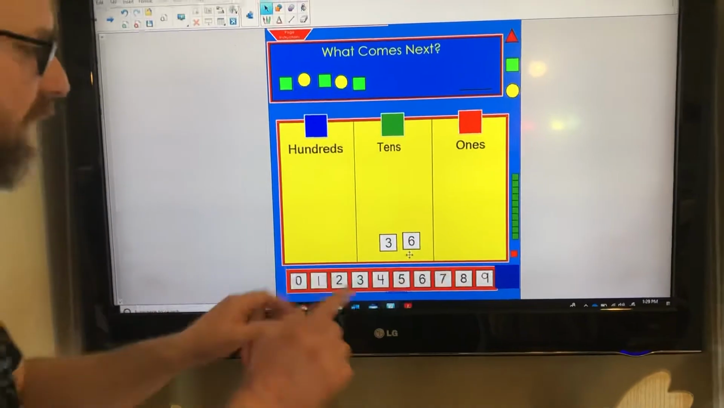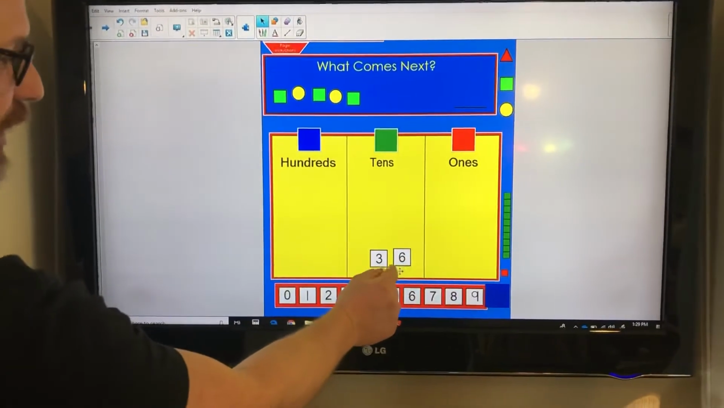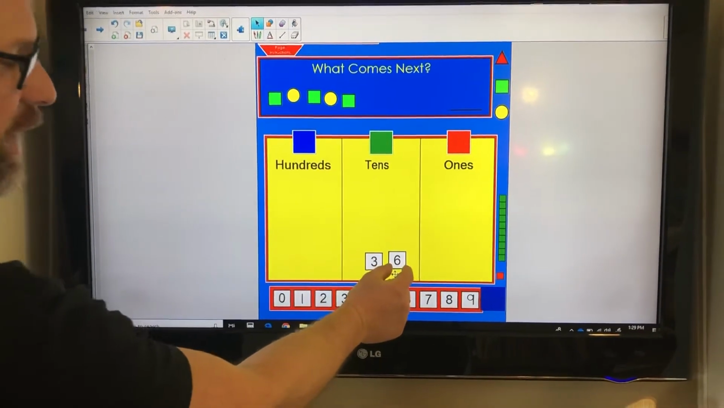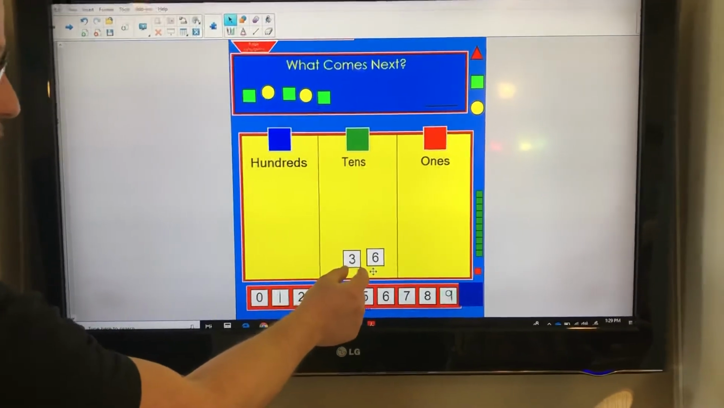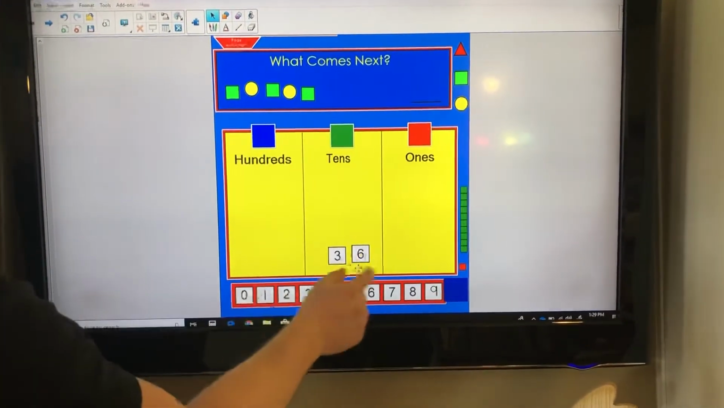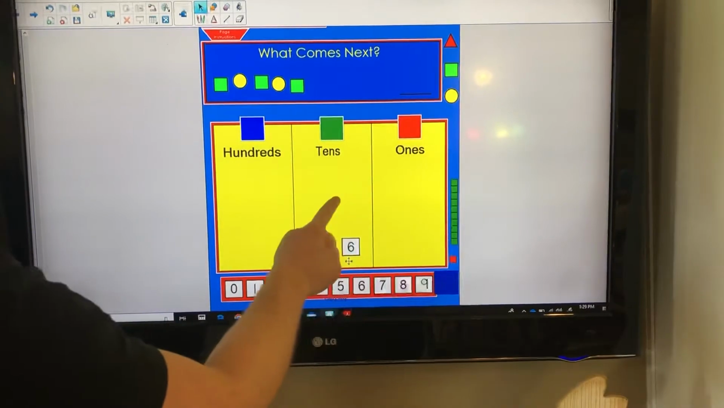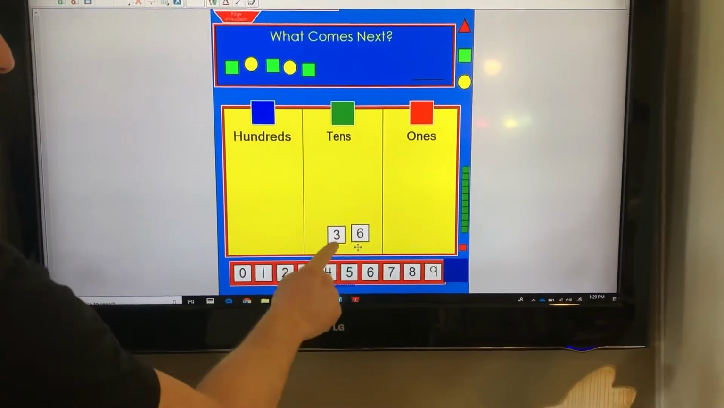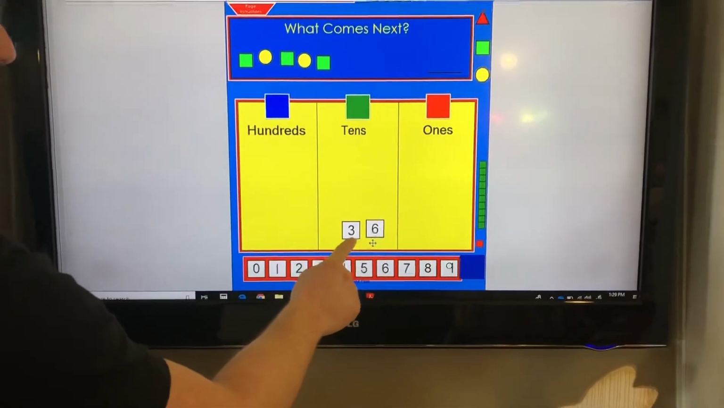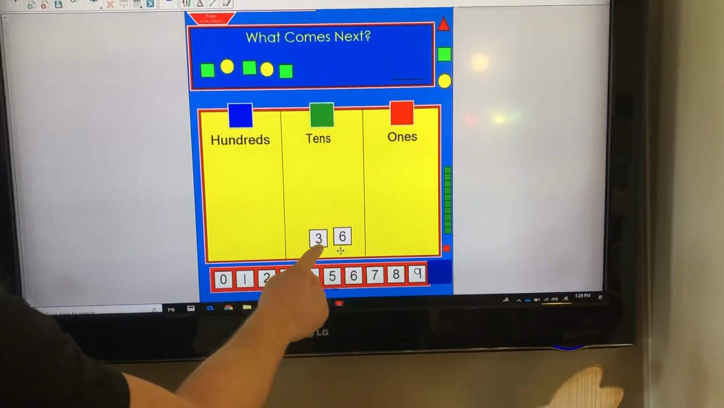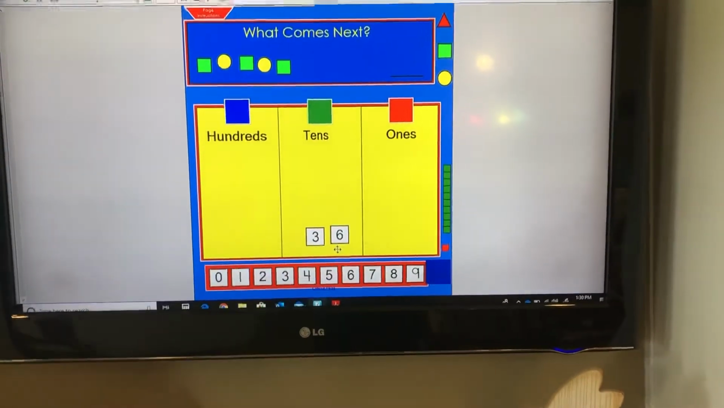So let's look at our different columns. In the number 36, this is our ones column, and then this is our tens column. So ones and tens, and what we're going to do is move these over to the tens column. So if I have 36, that means I have 3 groups of 10. So I'm going to move these over.